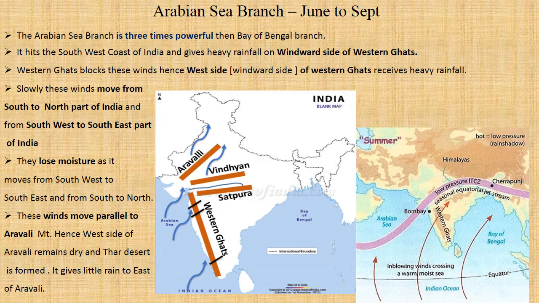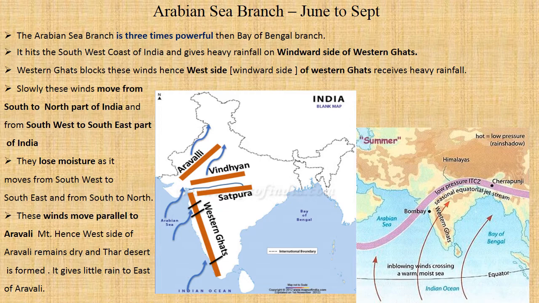Now in this slide, let us learn the movement of the Arabian Sea branch. The southwest monsoon winds blow from June to September. The Arabian Sea branch blows all over the Arabian Sea. It's a huge water surface area over which it blows. It is 3 times more powerful than the Bay of Bengal branch. The Arabian Sea branch hits the southwest coast of India.